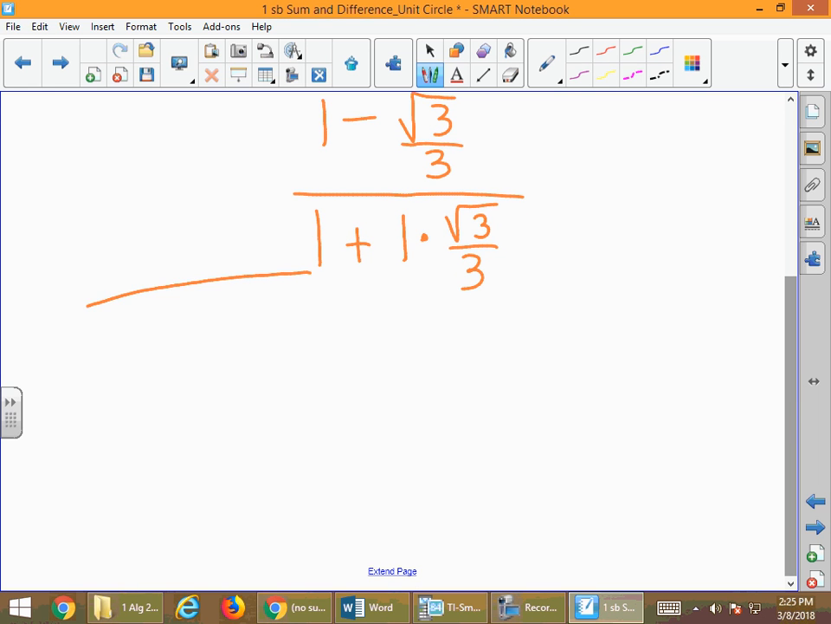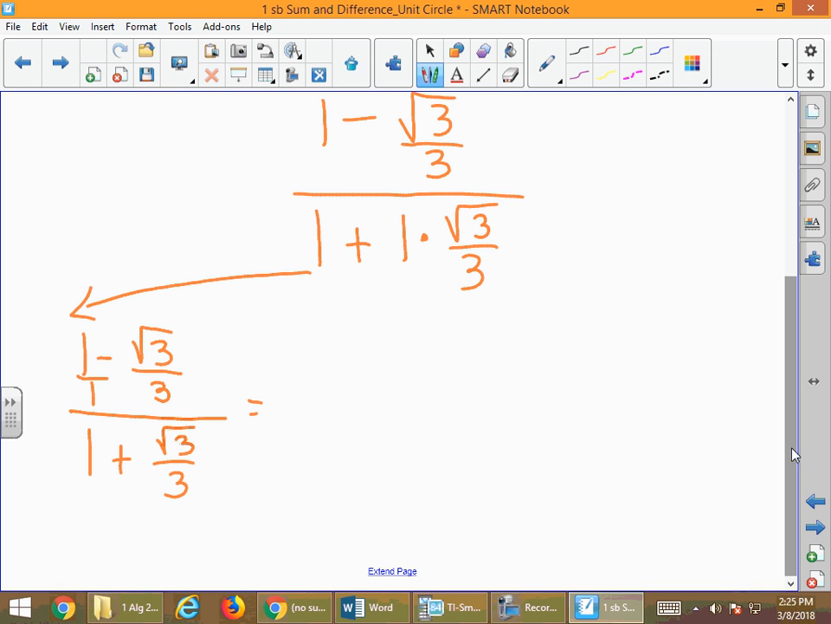And I'm going to start going left here so that I've got a little bit of space. This is 1 minus square root of 3 over 3 divided by 1 plus square root of 3 over 3. What's going to happen is that we need to combine these fractions. So we're going to subtract them on top, and we're going to add them on bottom.